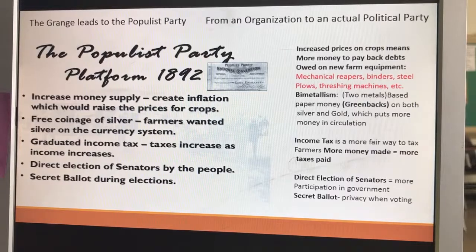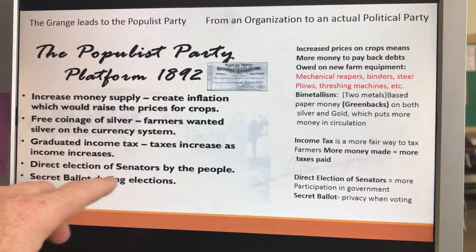Farmers had to pay taxes on their crops and on their tractors and on everything, and by the end of the year, they paid way more taxes than somebody like me who's just a teacher, and I pay taxes on basically what I provide, which is my service, which is my teaching. So they wanted a more fair way to tax people.